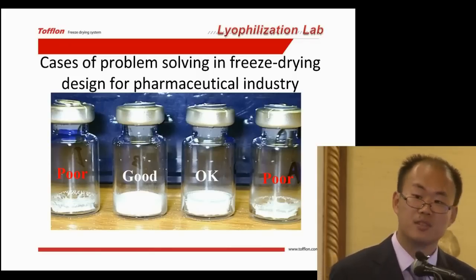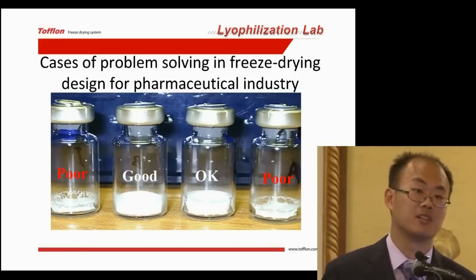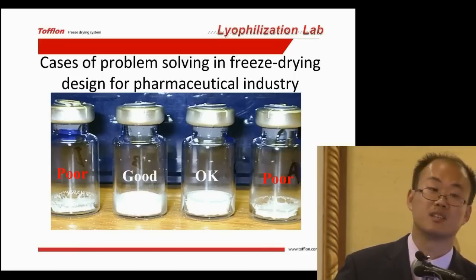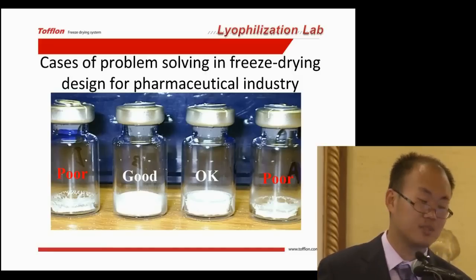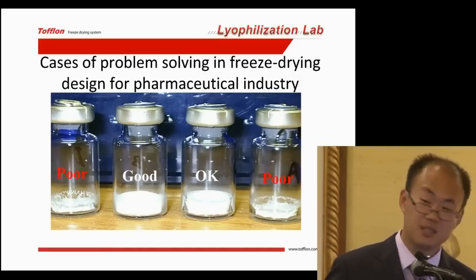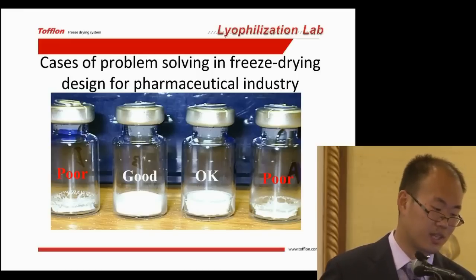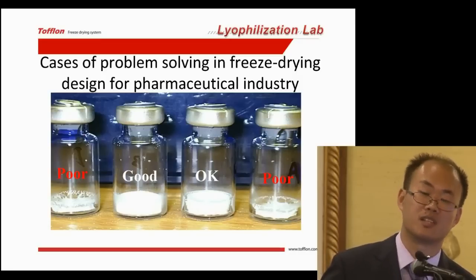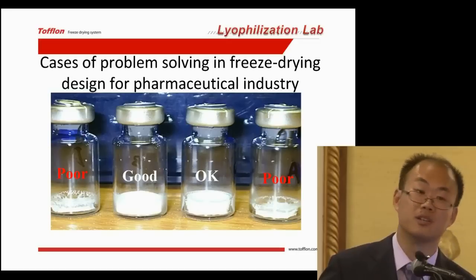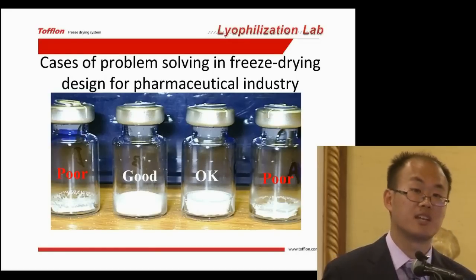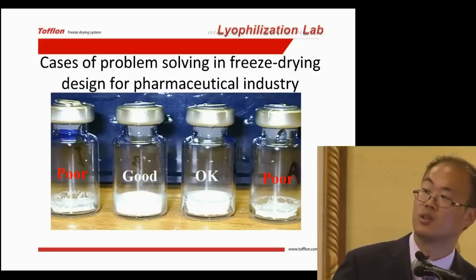So just see these pictures. There are 4 vials here. The left one and the right one are not good. They don't have a good shape. The drugs were shrunk. And the middle two, we consider good, just okay. The second one is very good. It's not shrunk, and the shape of the drug is very good. So through the freeze drying cycle, we want to get this good one.